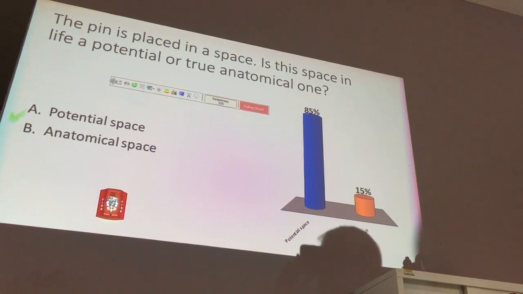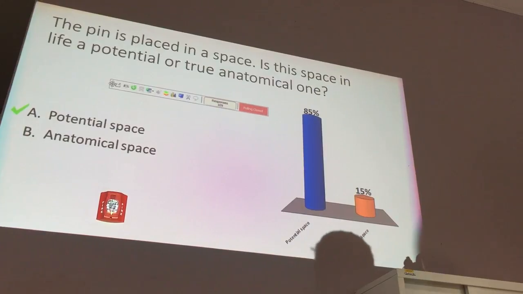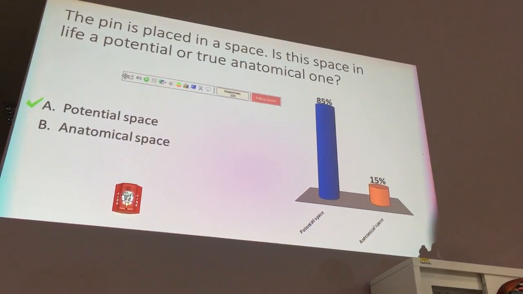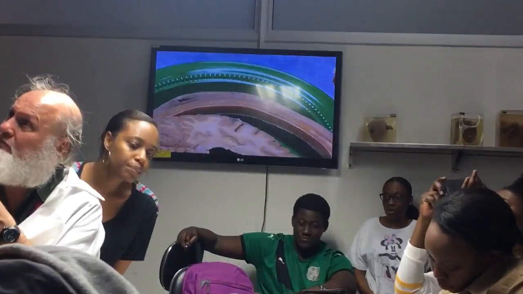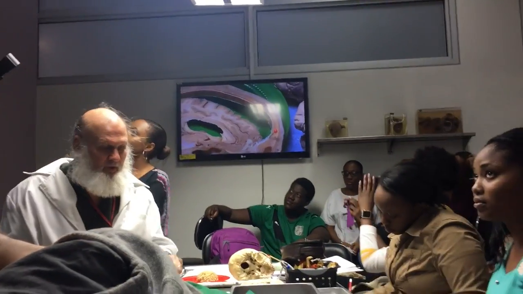Very good. So that's where we would get what sort of hematoma? Epidural. Reasonable. Okay, next one. On the red pin.